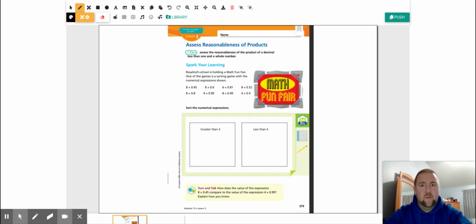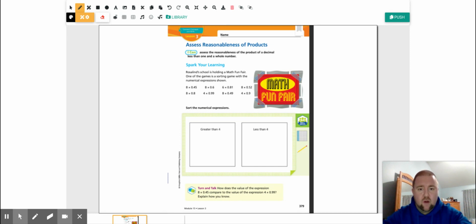Today we're going to work on Module 15, Lesson 3, which is assessing reasonableness of products. So we're going to be doing some estimating today so that we can decide if an answer is reasonable or not. Does it make sense? Could this answer really be the answer, or are you just way off? It's a really great tool to always use to make sure that your answer makes sense.